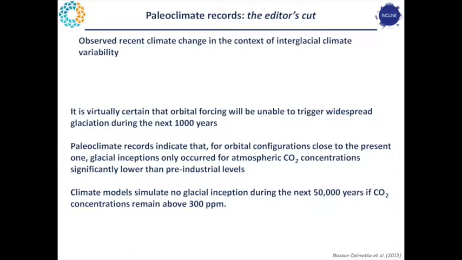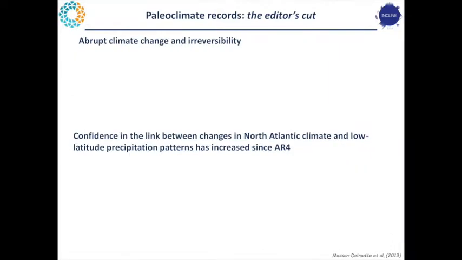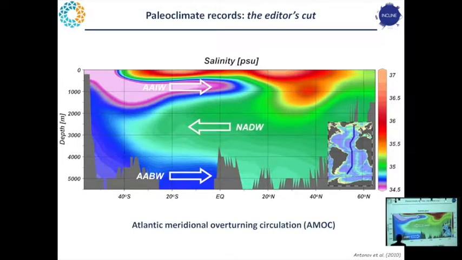Climate models simulate no glacial inception during the next 50,000 years if CO2 concentrations remain above 300 ppm. So this is absolutely not a solution. Back to abrupt climate change and reversibility: confidence in the link between changes in North Atlantic climate and low latitude precipitation patterns has increased. And now I will go into more detail on the topic of changes in the Atlantic meridional overturning circulation, which has direct links to the change in CO2 concentration during the last deglaciation.